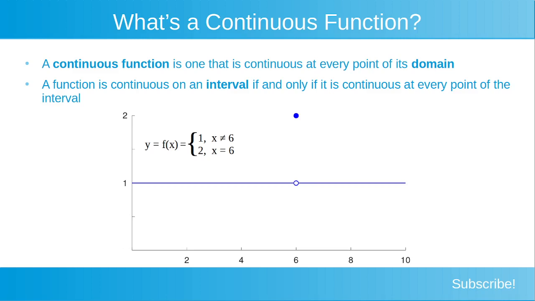From x is equal to 0 to x is equal to 5, this function is continuous on that interval. And from x is equal to 7 to x is equal to 10, this function is continuous on that interval. But it is not continuous at every point of its domain. So we cannot describe it as a continuous function.